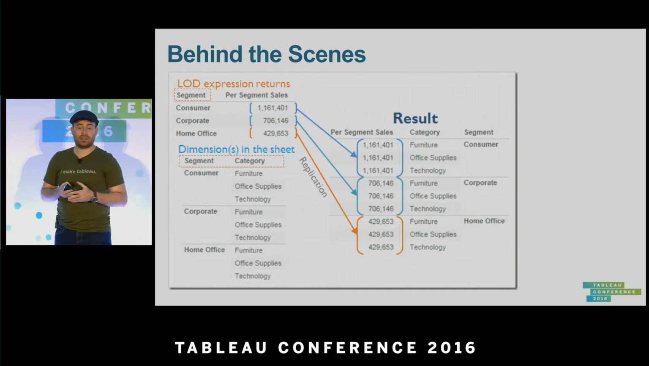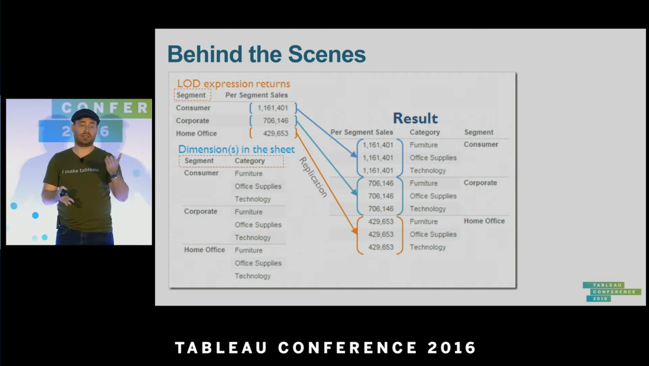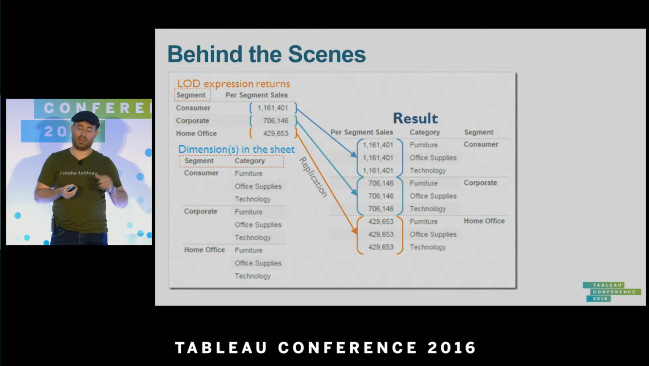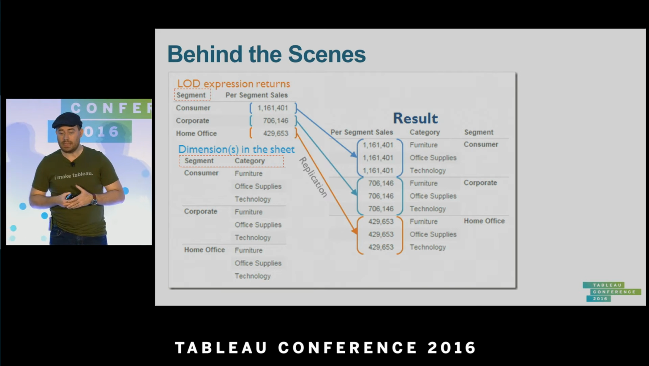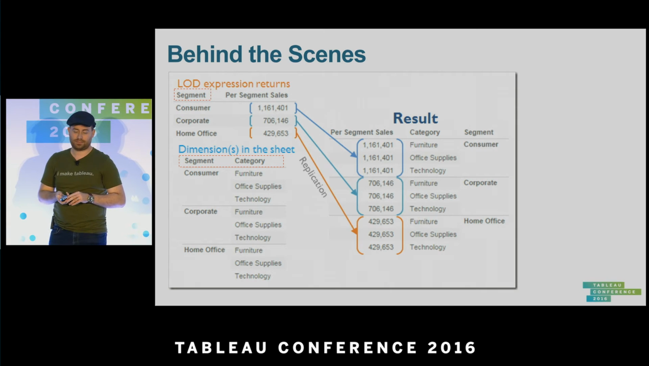And behind the scenes, this is what it is doing. You have the expression that gives you the total sales per segment: consumer, corporate, home office. Your viz has a lot more marks, as you can see on the lower left corner. And it is taking the value for the entire segment and replicating it for all of the categories within that segment. Right? Consumer has 1,161,401, and furniture, office supplies, technology happen to be within that segment, so they all get the same value.